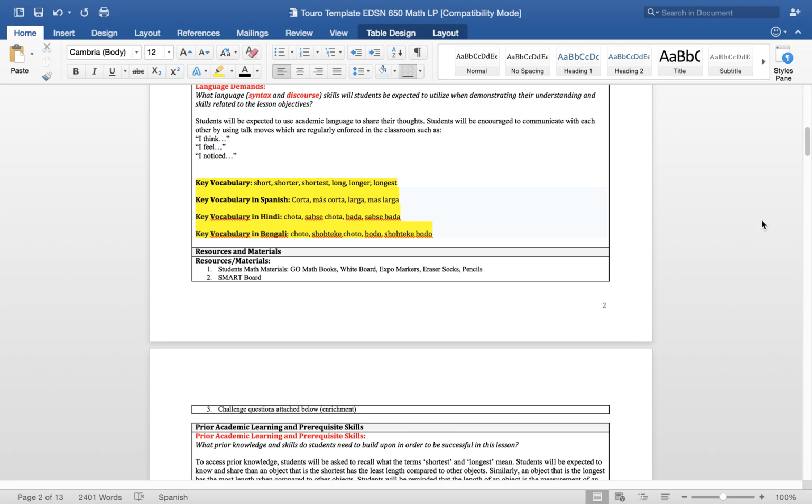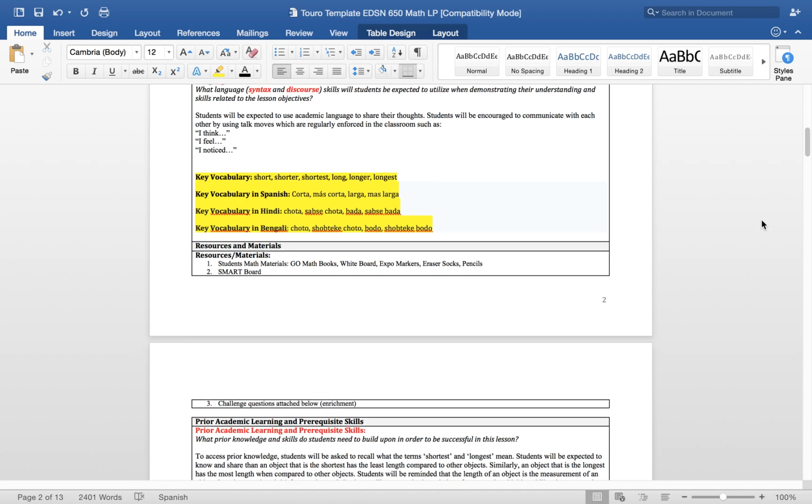So in Spanish, short would be corta, in Hindi it would be chota, and in Bengali choto. And in Spanish, long would be larga, in Hindi bada, and in Bengali boro. It really helps that I speak Hindi and Bengali in my classroom, and therefore I think it's easier to support the ELL learners if they are of that demographic.